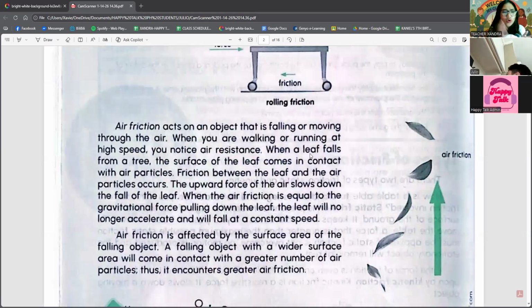Air friction is also called air resistance. It happens when something moves through the air. When you run fast, you feel the wind pushing against you. Yes or no? Yes. When you run fast, do you feel the wind pushing against you? Yes.